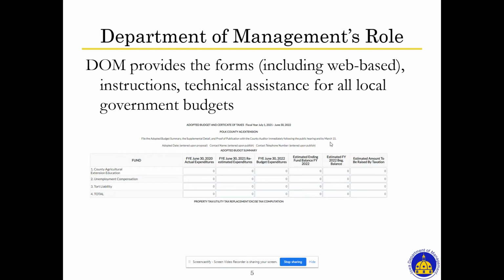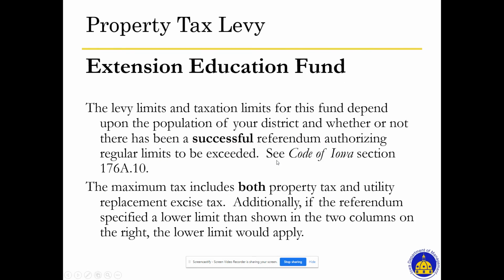So what is the Department of Management's role in the process? The Department of Management provides the forms, including these web-based forms. We provide instructions. We provide technical assistance, so if you have questions about what something means on the form, etc. And we provide that assistance for all the local governments that submit budgets and levy property tax. And this is just a screenshot of what one of the budget forms looks like.